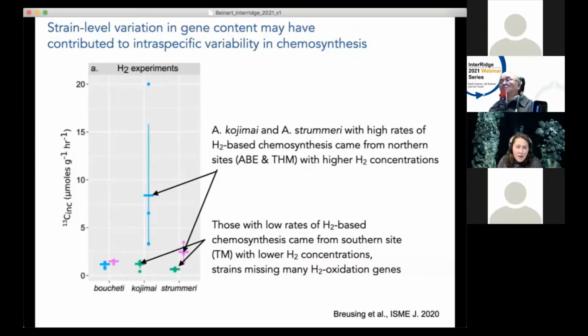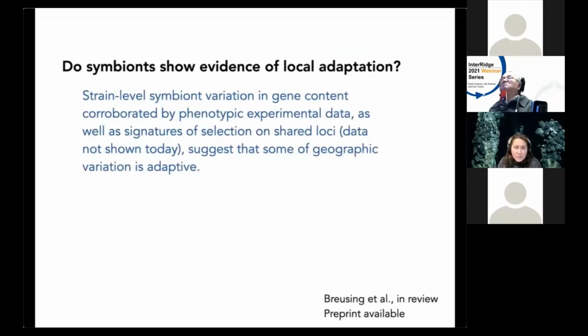Okay, so what this shows is that there does appear to be strain-level symbiotic variation in gene content relating to chemosynthesis, which is corroborated by our previous phenotypic experimental data. What I didn't show today is that we also did some work looking for signatures of selection on shared loci, which also suggests that some of the geographic variation we're seeing is adaptive. So what we're seeing is some evidence that these different geographic strains may actually be functionally different as well.